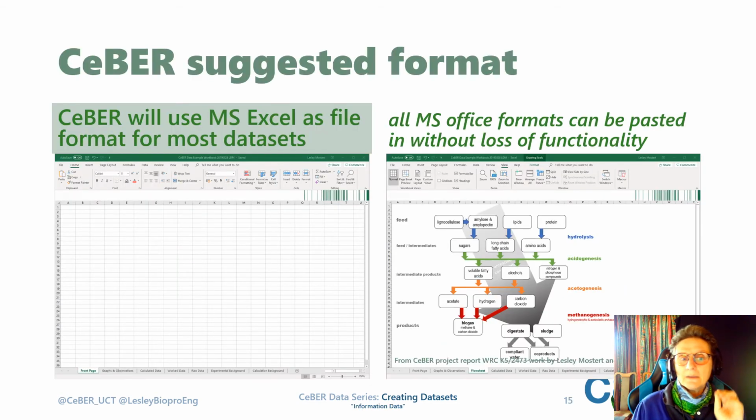Now I have a suggestion, which is our CIBA suggested format at this point, which is that for most things we use a Microsoft Excel workbook, because all our Microsoft Office formats can be pasted into a workbook and they keep their functionality. So for example, if we've done a flow sheet in Microsoft PowerPoint, we can paste it into Microsoft Excel, and it will keep all its formatting, all its maneuverability, and the person who downloads it can then just work with it direct. So we don't lose any functionality. So that is our suggested format, unless you have a particular reason to use another format.